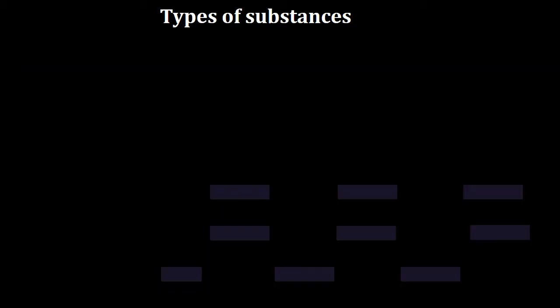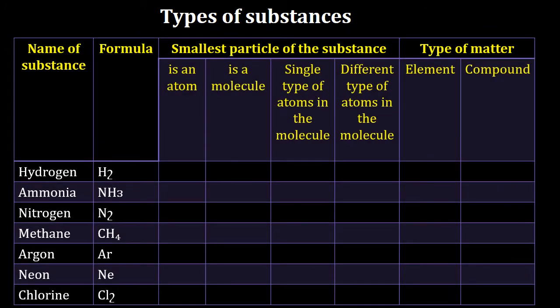Substances are of three types: mixtures, elements, and compounds. In elements, the molecules are formed by a single type of atom, while in a compound, two different types of atoms are joined together, or chemically combined together, to form a compound. Let us do one activity to study some examples.